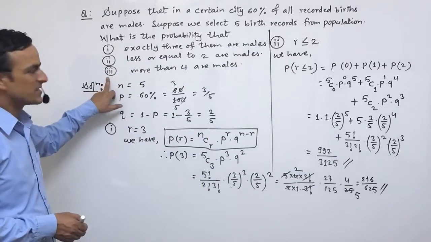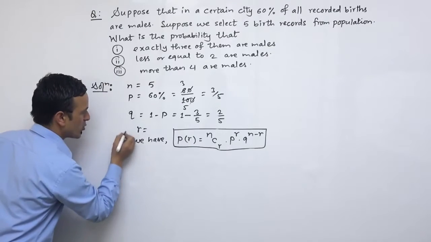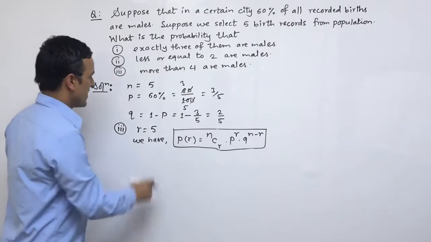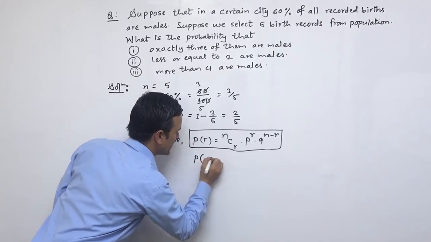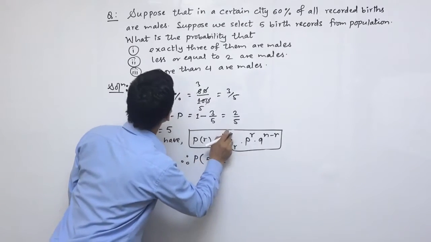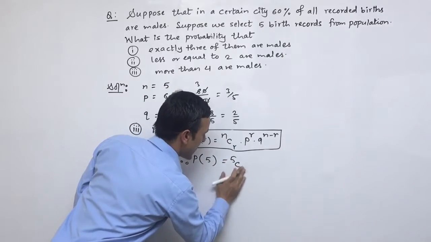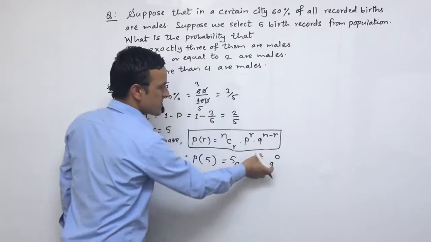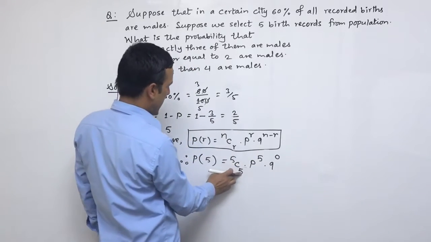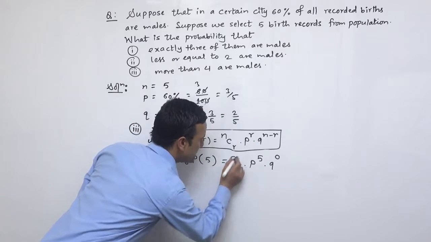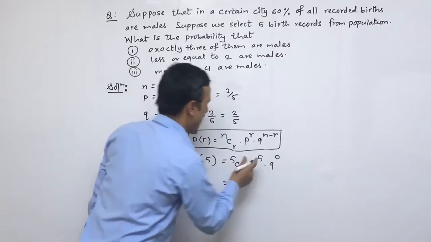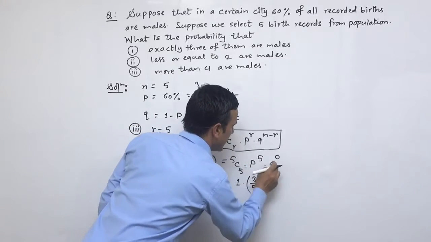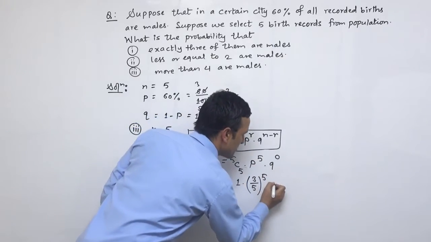So only one question is left now, number 3. Let's go to number 3. More than 4 means R is equal to 5. And if you put the value of R here, then P5 will be 5C5, P power 5 and Q power 0. 5 plus 0 means 5, and R means again 5. So 5C5 means it is 1, and the value of P is 3 upon 5 power 5, and Q power 0, any number to the power 0 means it will be 1.